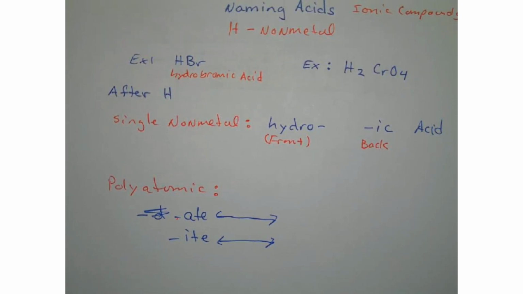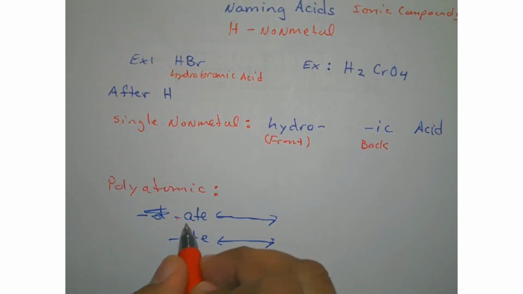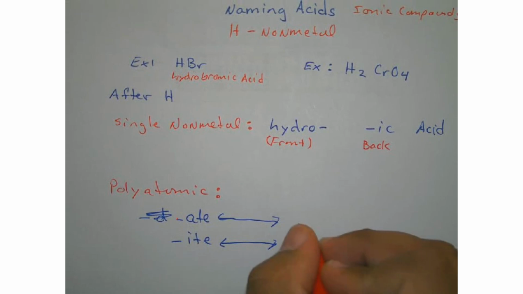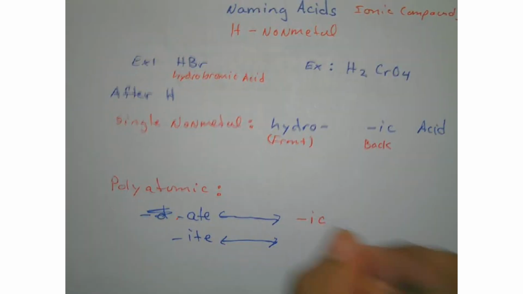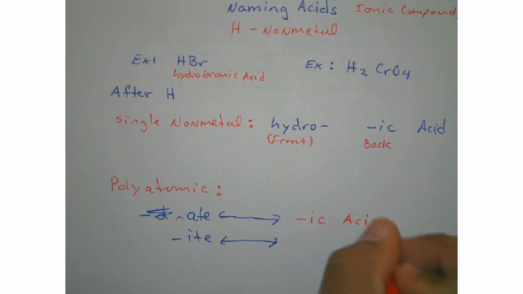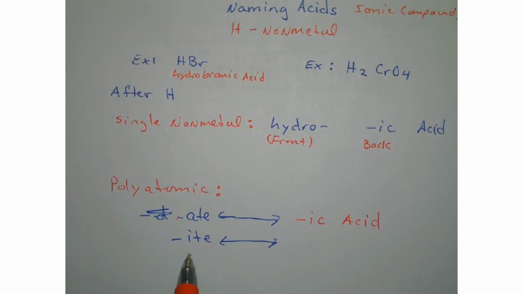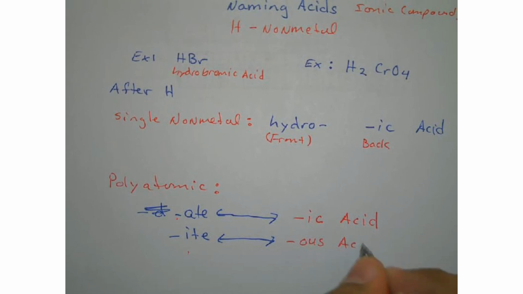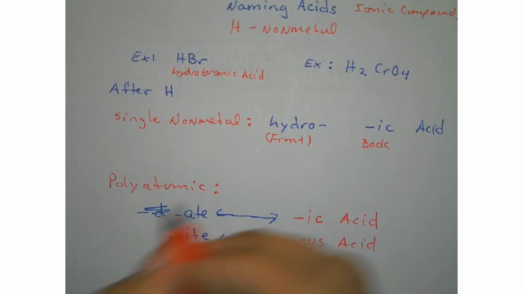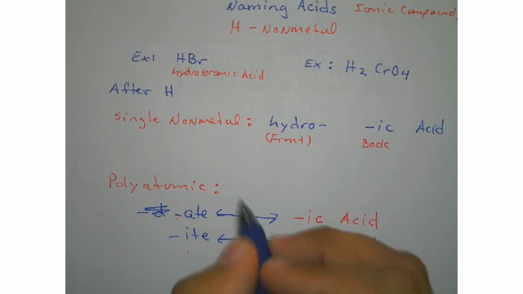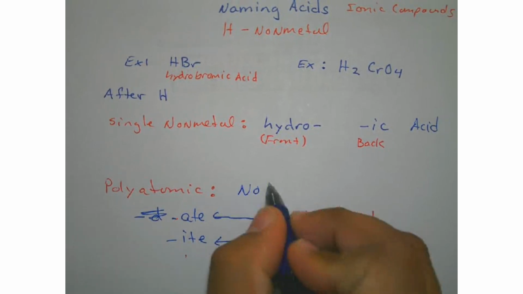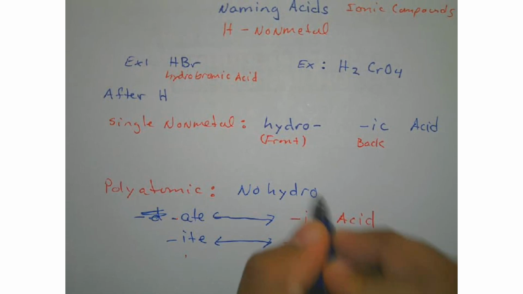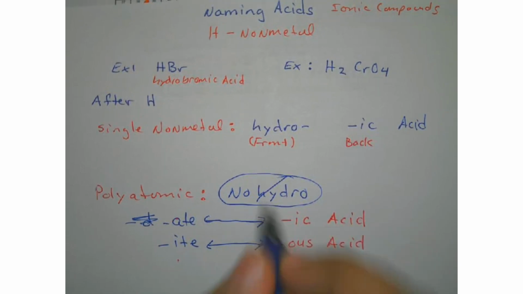Now pay attention to this part. If it ends in ate, you're going to turn the ate into ick and then say acid. If it ends in ite, you're going to turn the ite into us and then say acid. Now, one big caveat here, and I'm going to write this because this is super important, because everybody always tries to do this: there is no hydro. We do not write the word hydro when we're dealing with polyatomics.